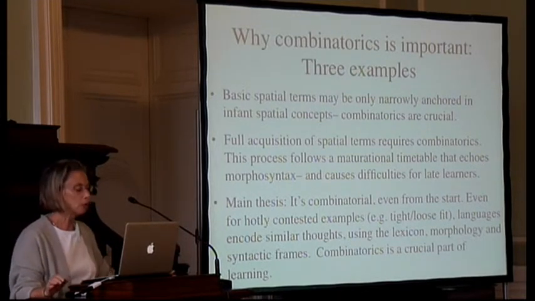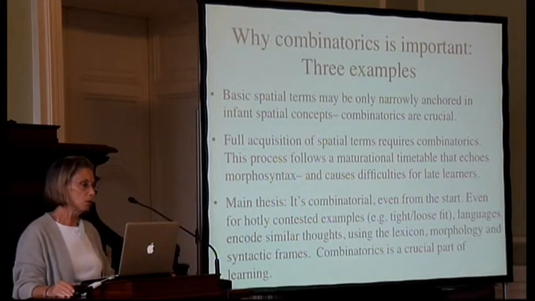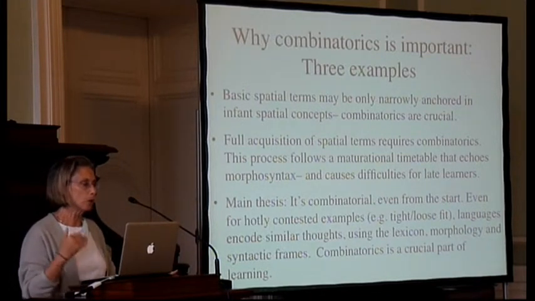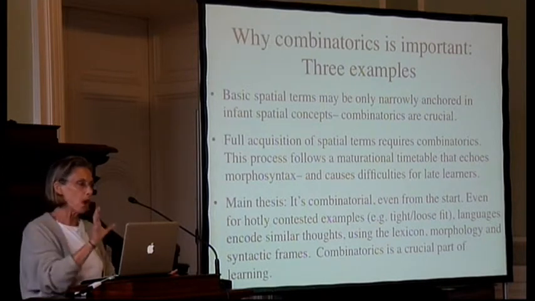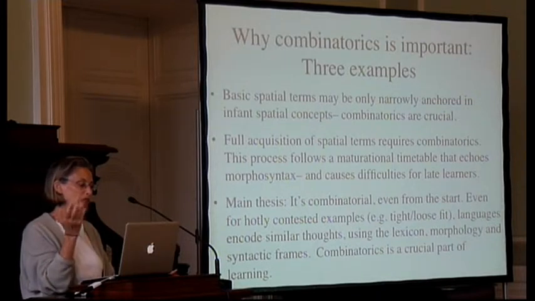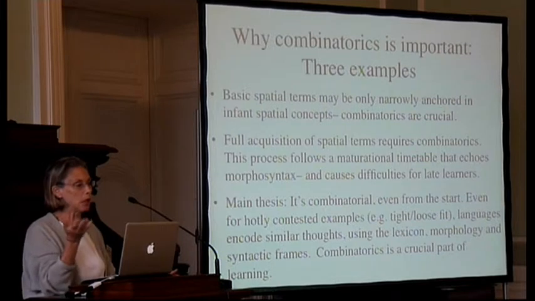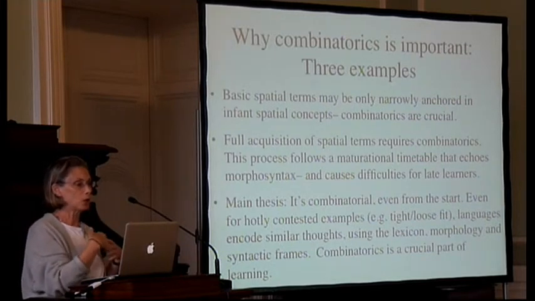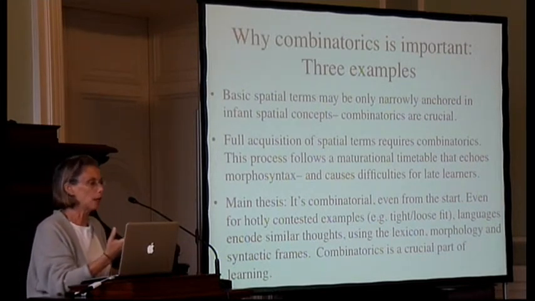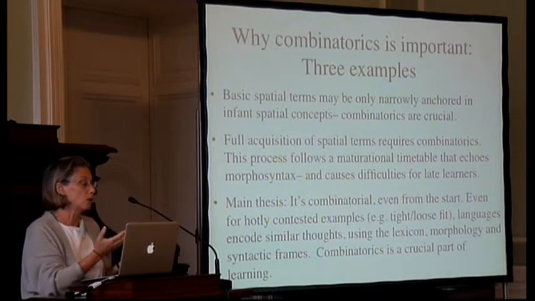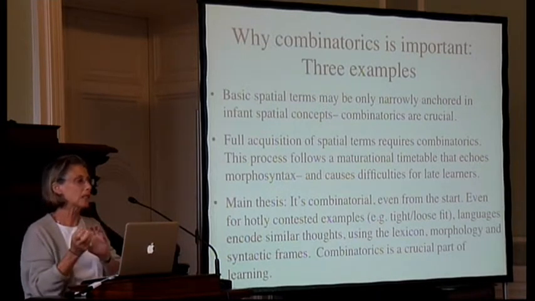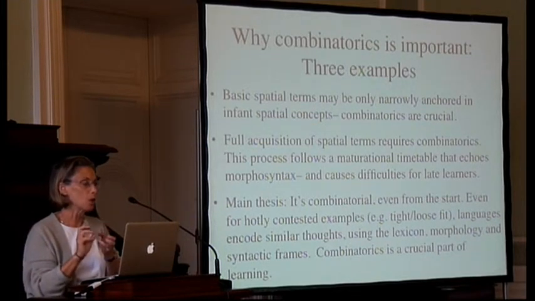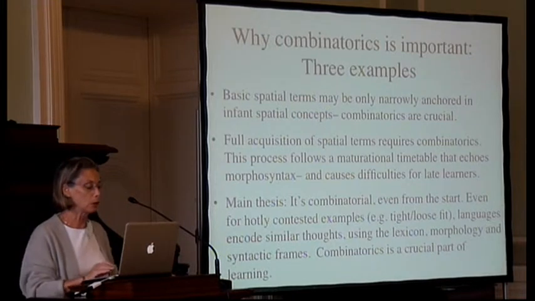The second is that full acquisition of spatial terms, even things like in and on and under, actually requires combinatorics, and this process of acquiring the combinatorics follows a maturational timetable that's actually very similar to morphology and syntax, which makes it a really interesting case because it's spatial, and so one thinks it's more like open class, more accessible to a cognitive domain. But on the other hand, it acts like aspects of language that are closed class and much more rooted to the biology of the learner.